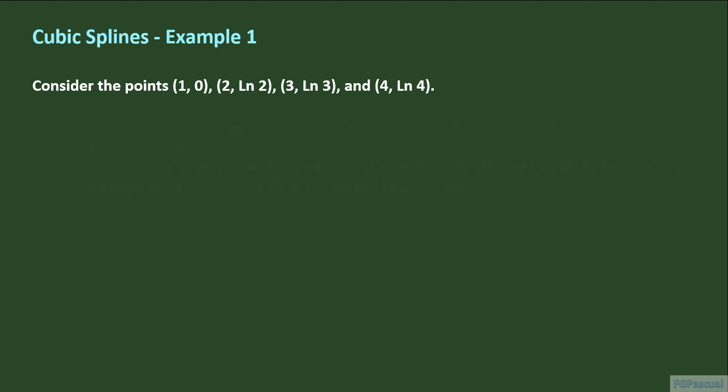For this exercise, we will use the following form for each of the polynomial segments. P sub k of x is equal to a sub k times the cube of the quantity x minus x sub k, plus b sub k times the square of the quantity x minus x sub k, plus c sub k times the quantity x minus x sub k, plus d sub k. K here goes from 0 through n minus 1.